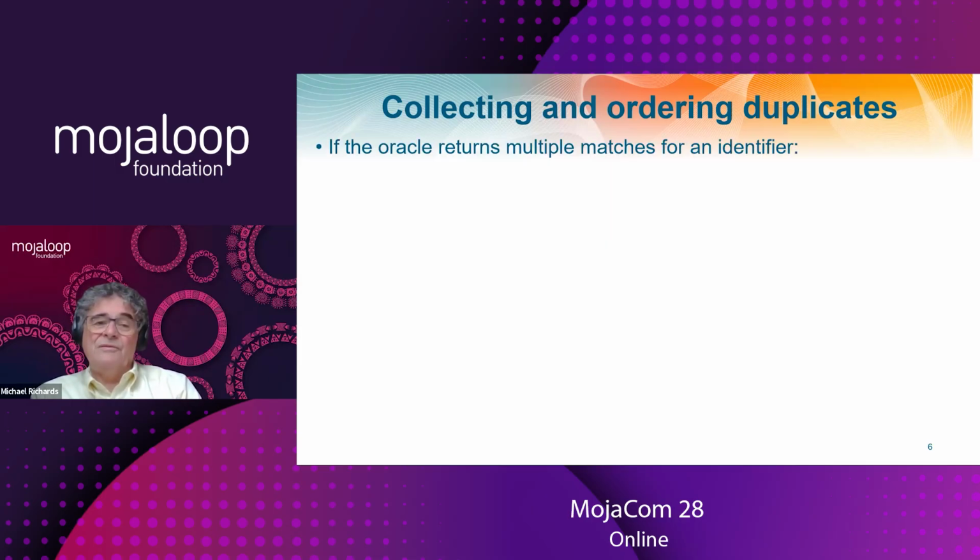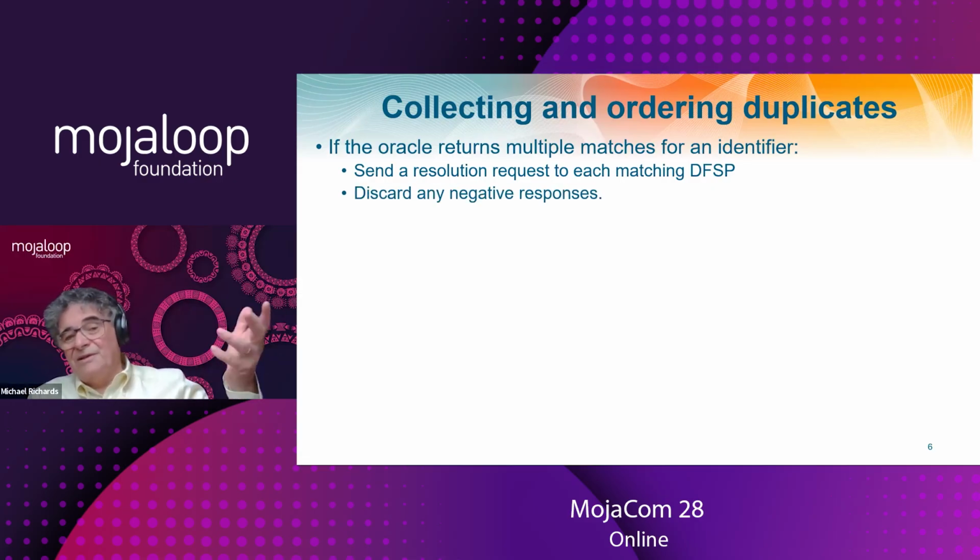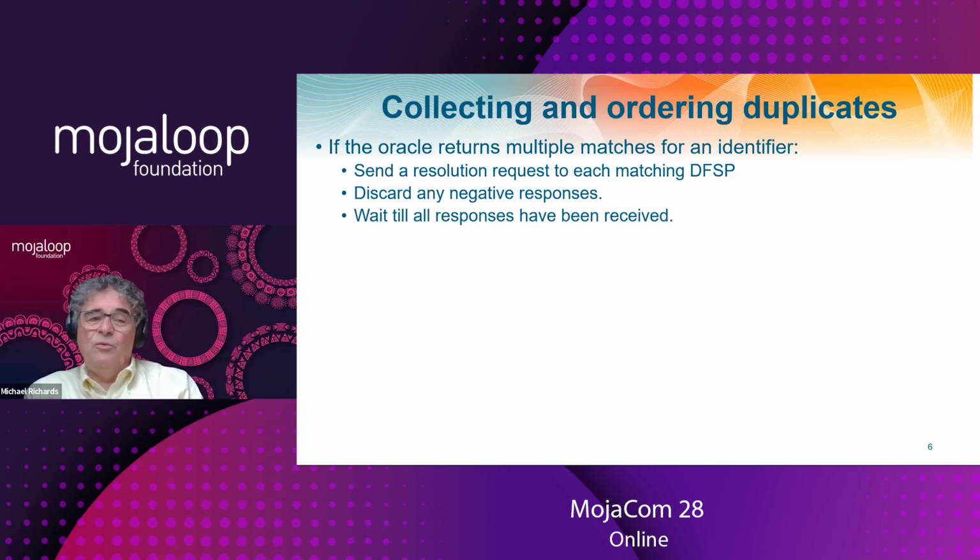Now, one of the things we might want to do if an Oracle returns multiple matches for an identifier is to send a resolution request to each matching DFSP. Obviously, we would discard any negative responses, any responses that said, no, this account can't receive funds, or I don't recognize it. And we would then wait until all responses have been received. We have the mechanisms for that already.